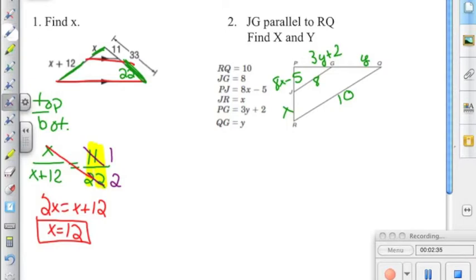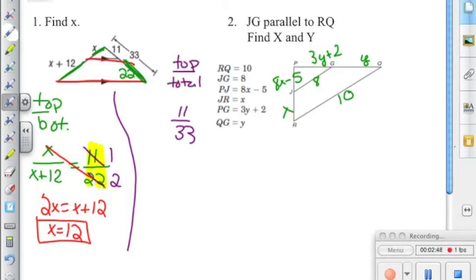Now, some people maybe had looked over on the right-hand side to begin with, and they saw the 11 and the 33, and so they wanted to use top over total, and that's going to work too. If I come over to the left side, my top is x, then I need my total, which you guys have to know how to do too. You just add those two together, you get an x and an x plus 12.